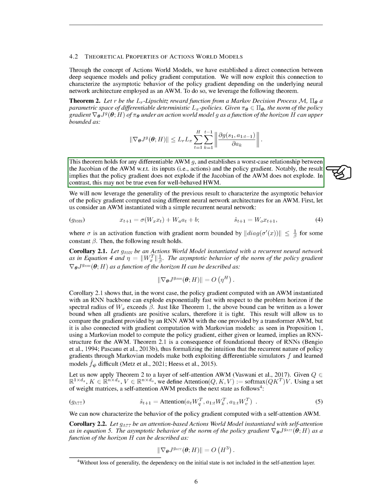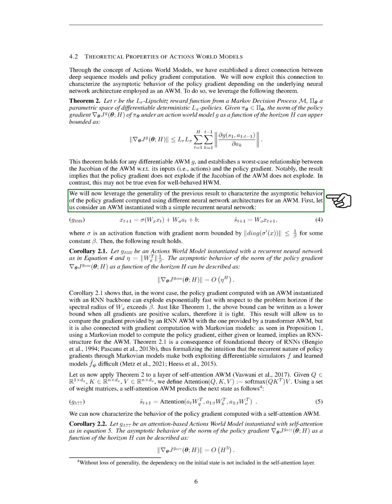We leverage a theorem that applies to any differentiable AWM, showing a worst-case scenario where the policy gradient remains stable as long as the Jacobian of the AWM, with respect to its inputs, i.e., actions, does not explode. This contrasts with other models where stability is not guaranteed. We then explore the behavior of the policy gradient when using different neural network architectures for an AWM.